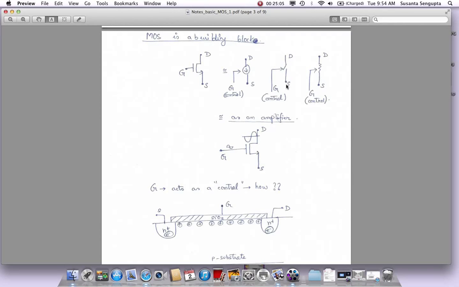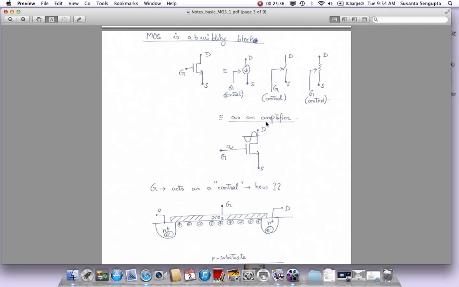It could also be used as a switch. You could turn it on heavily using this gate in such a way that drain and source are shorted. So you could use it as a switch with low resistance, or could be even with high resistance. In this case, it acts as a resistor, a linear resistor. So you could use the MOSFET also as a linear resistor from drain to source, again the control being the gate. The gate is going to be the controlling guy who will determine whether it's a resistor, whether it's a current source, and all that.